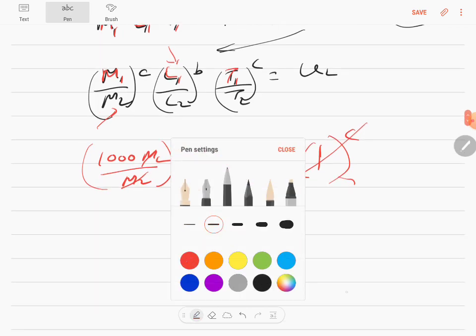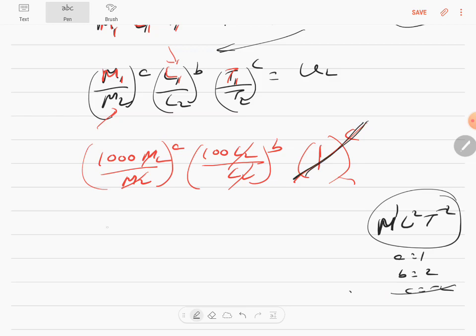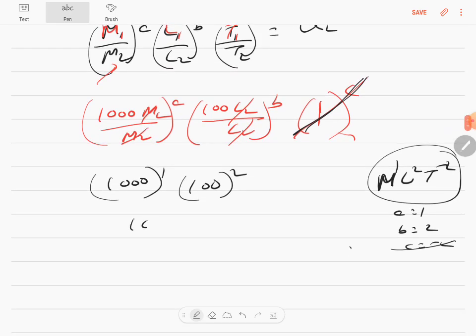You already know from the dimensional formula that M L square T to the power minus 2 is the dimensional formula for energy. So what is the power of M? It is 1. So you know A is 1, B is 2 and C is minus 2. We can always ignore C because this has been ignored. So it's 1000 to the power 1, which is A, 100 to the power B, which is 2, which is 1000 into 100 into 100. Thus you get 10 to the power 7. Thus you convert 1 joule to 10 to the power 7 erg.